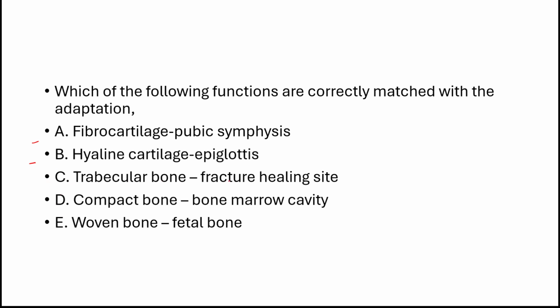Trabecular bone is found in fracture healing sites. What did I say? The fracture healing sites are composed of woven bone. So this is a false statement. Compact bone is found in the bone marrow cavity. Usually, the bone marrow is found within spaces in the bone struts, composed of spongy bone. Compact bone is not seen ideally in regions where you see bone marrow. Again, a false statement. Woven bone is found in fetal bone. Yes, that's a true statement.